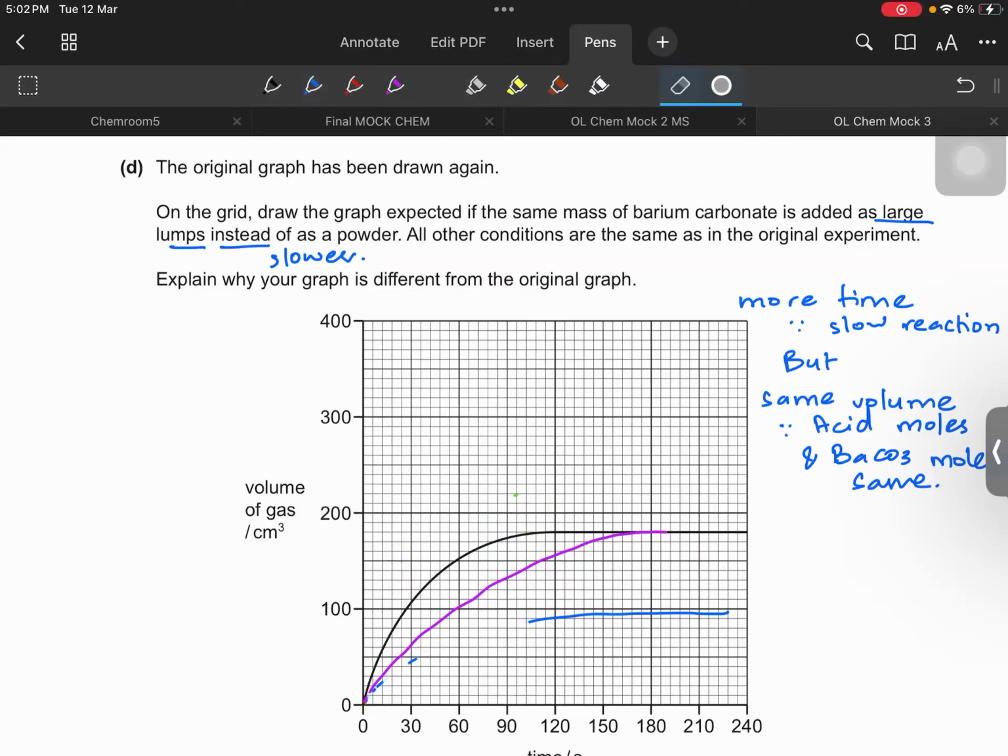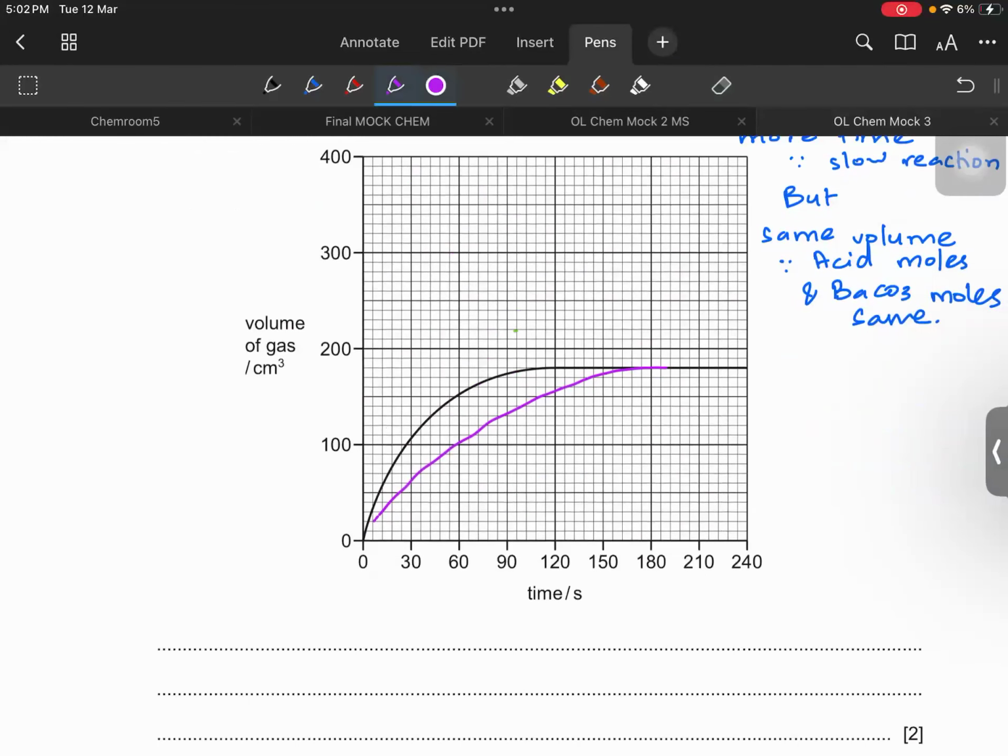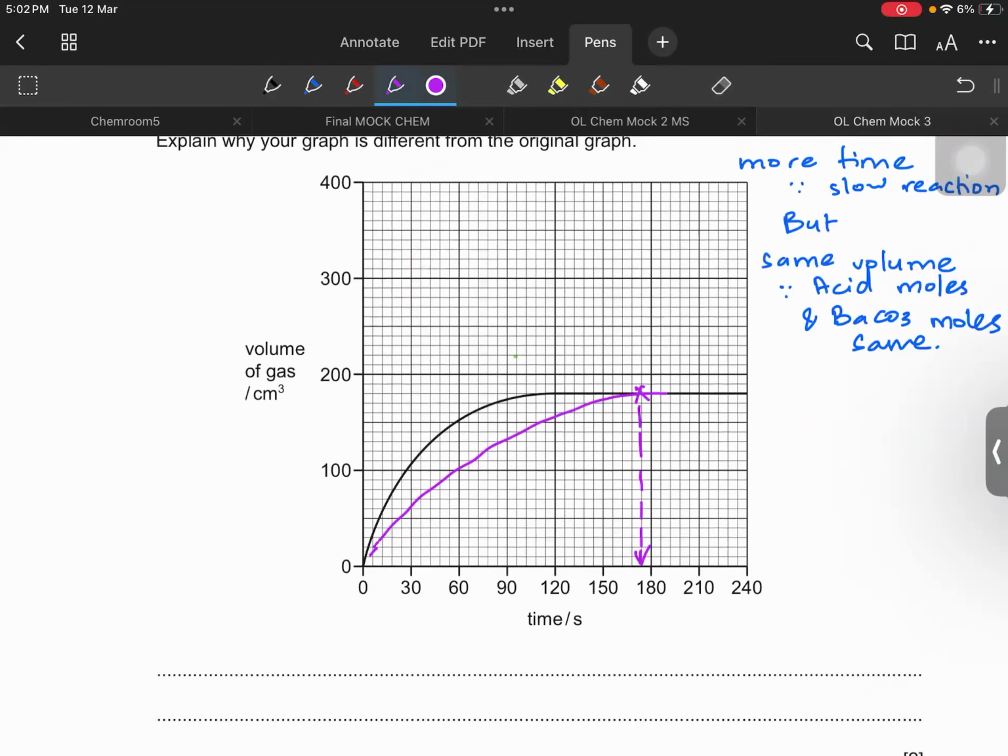Yes sir. This is not ending at 120. Perhaps this might be ending at, I don't know, maybe this value. New time is more. Can you explain your answer?